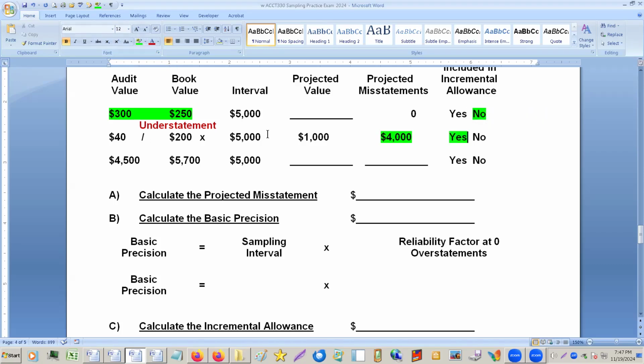There still could be more things wrong in this interval. We've only taken $200 worth of the $500 interval. So there's still going to be something more wrong with that interval than what we found.